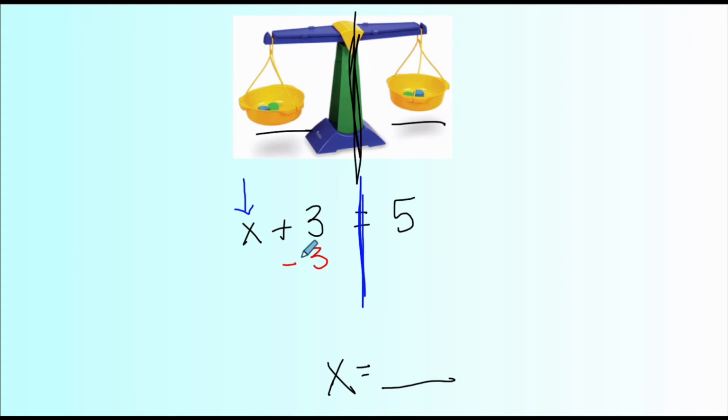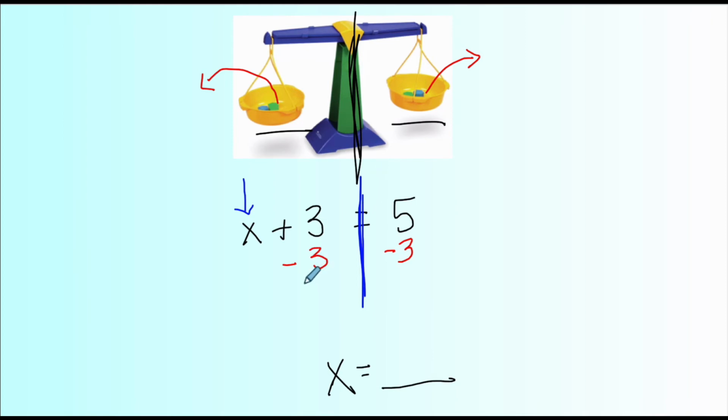Minus 3. Now, think of our balance. If I took 3 off of this side, would the scale still be balanced? No, it wouldn't. How would I keep it balanced? I would take 3 off of this side as well. So the key concept in all of this is that whatever you do to one side of your equation, you have to match it on the other side so that the scale, so to speak, stays balanced.